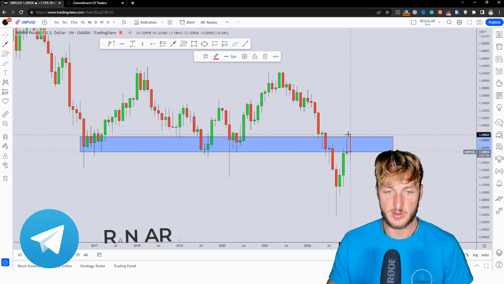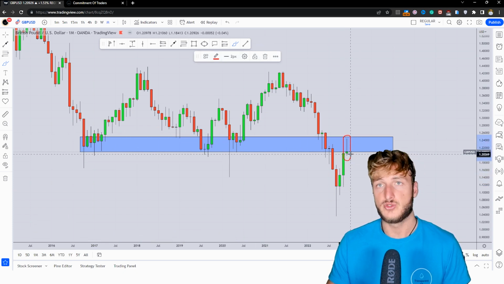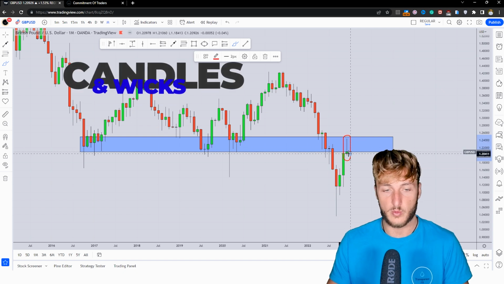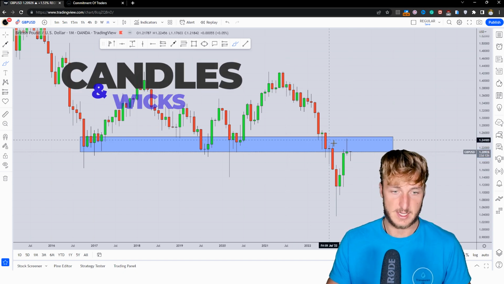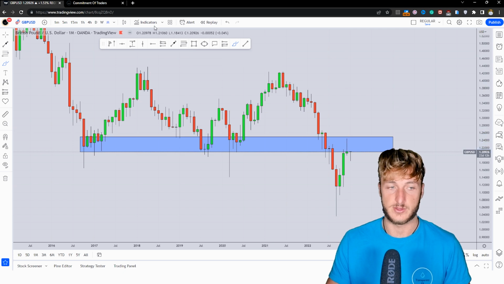We can also notice how the previous candle has this shape. Usually when we see a candle like this with a very long wick and a green body, the next candle is supposed to fill in this wick.